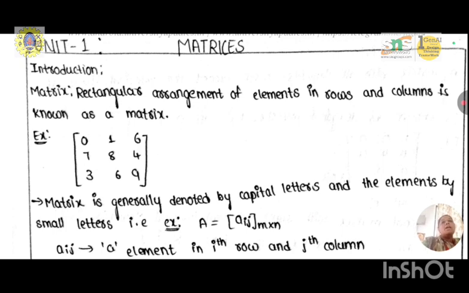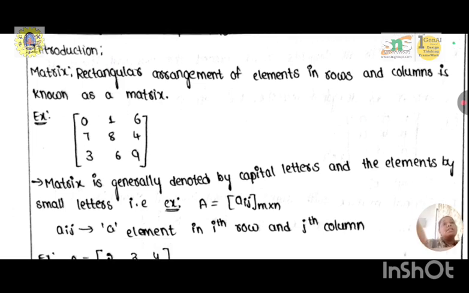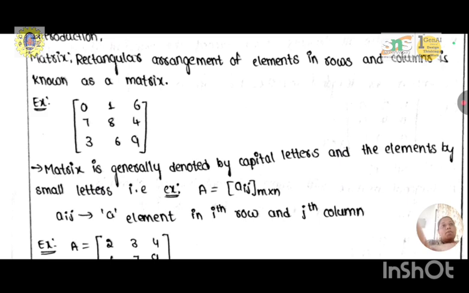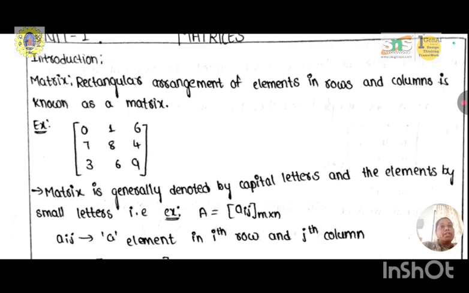So let us see the introduction. What is meant by matrix? A matrix is an array of elements represented as rows and columns. Determinants are considered as scalar factors of a matrix. The matrix is generally denoted by a capital alphabet. The order of a matrix is represented by rows into columns. So the rows are denoted by M and the columns are denoted by N.